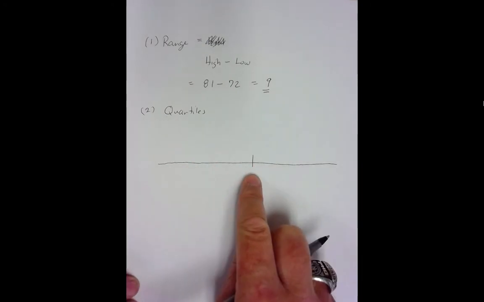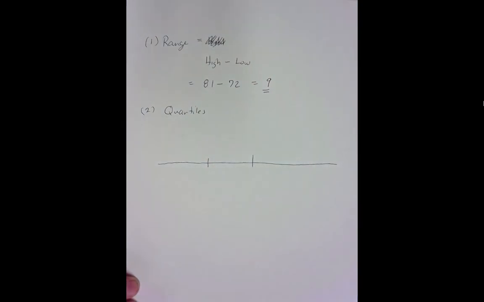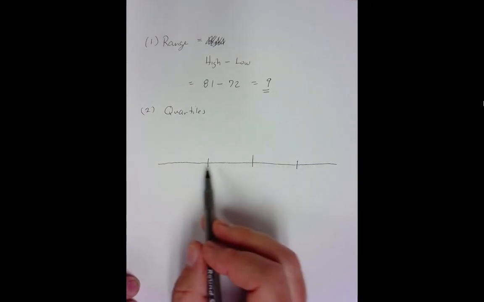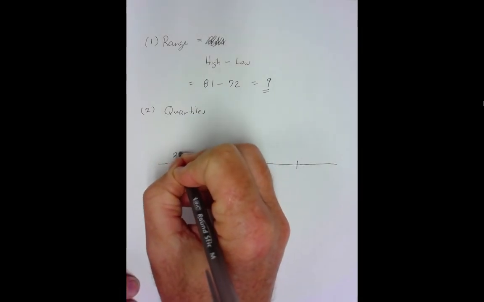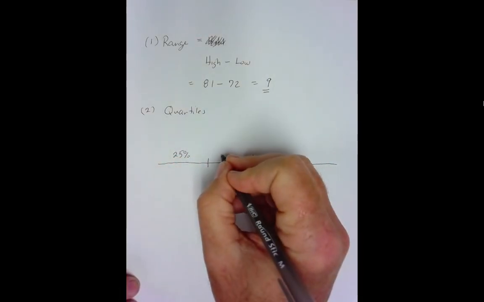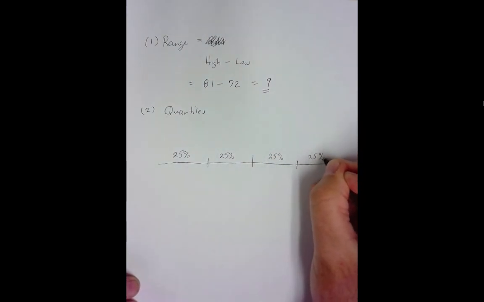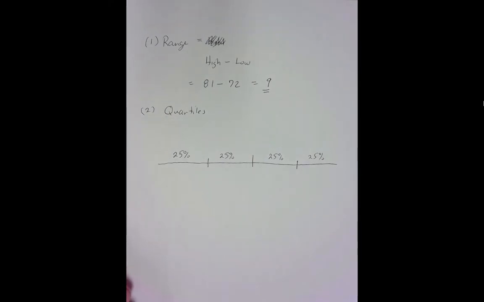For this lower piece of string, I'd make a cut. And the upper piece, I would make a cut. So I would need to make 3 cuts to cut this into 4 equal pieces. So 25% of my string would be there, 25% in each of these segments, right?